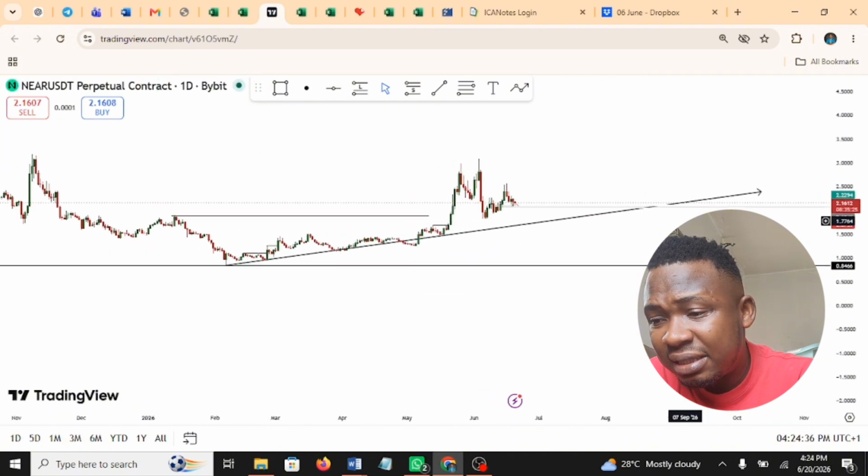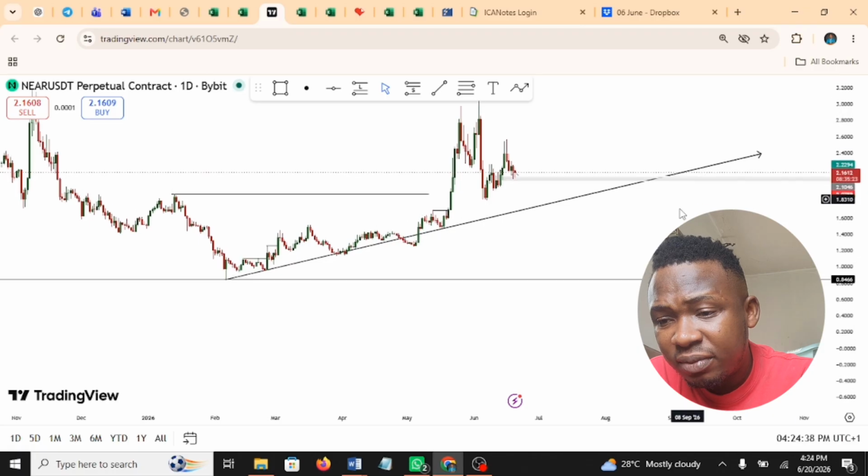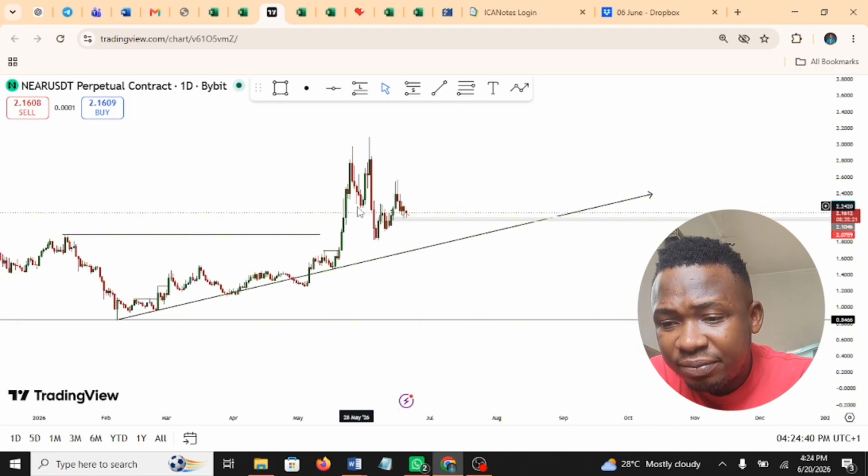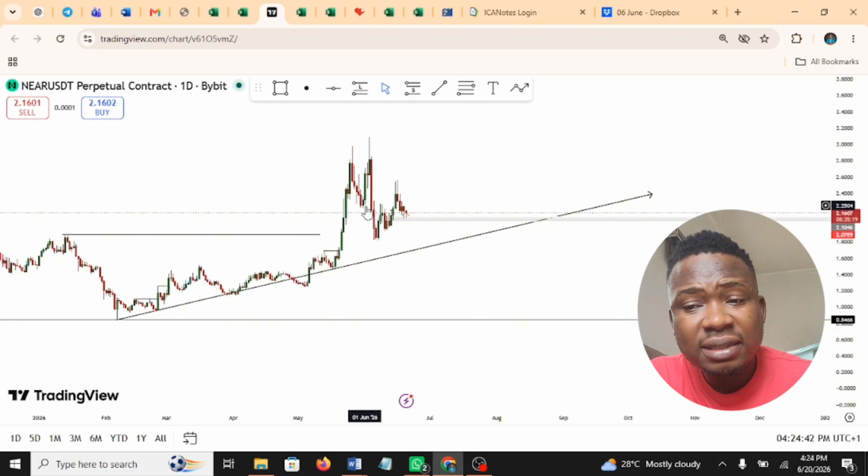So here on the daily time frame, you can see what I'm talking about. We have a change of character. But remember, guys, I told you change of character does not mean that the market has fully reversed. It just means that the market is about to reverse. So for now, we are still on a bullish trend.